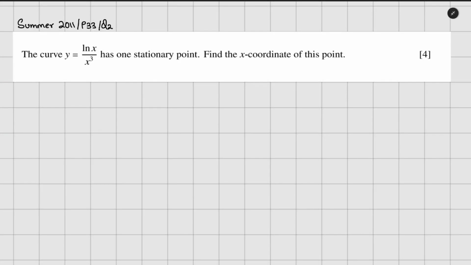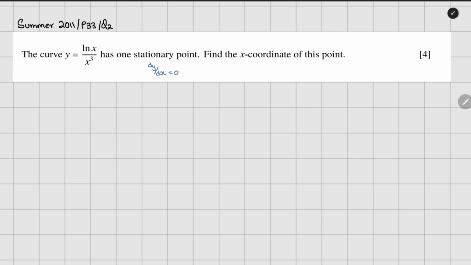So this is a differentiation based question for A levels P3. The curve y equals ln x upon x cubed has one stationary point. Find the x coordinate of this point. Okay, so stationary point means that dy upon dx is equal to 0 and we have to find the x coordinate.